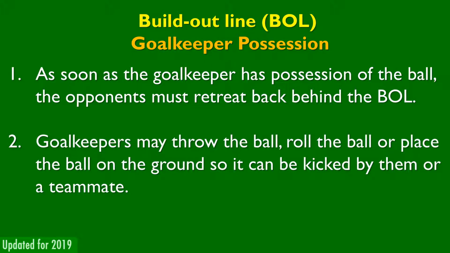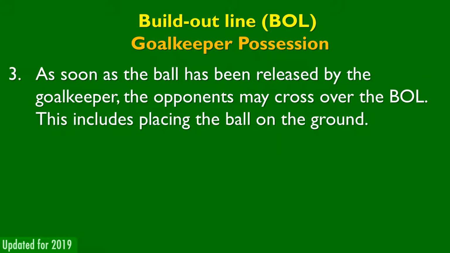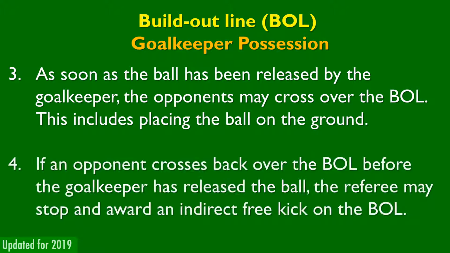Goalkeepers may throw the ball, roll the ball, or place it on the ground so it can be kicked by them or a teammate. As soon as the ball has been released by the goalkeeper, the opponents may cross the build-out line. This includes placing the ball on the ground. If an opponent crosses back over the build-out line before the ball is released by the goalkeeper and then gets involved in play, the referee can stop play and award the goalkeeper's team an indirect free kick on the build-out line at the spot where the opponent crossed back over the line.